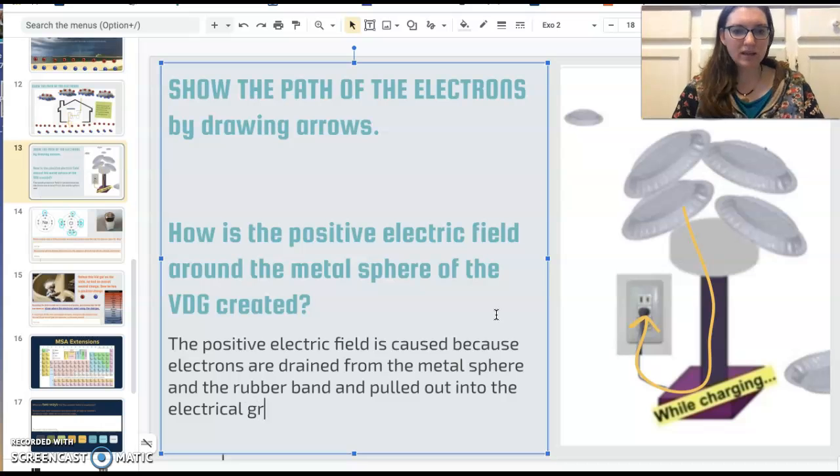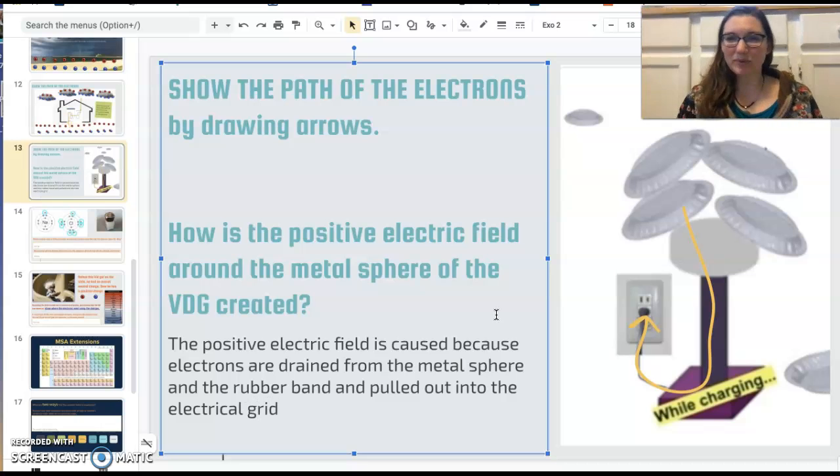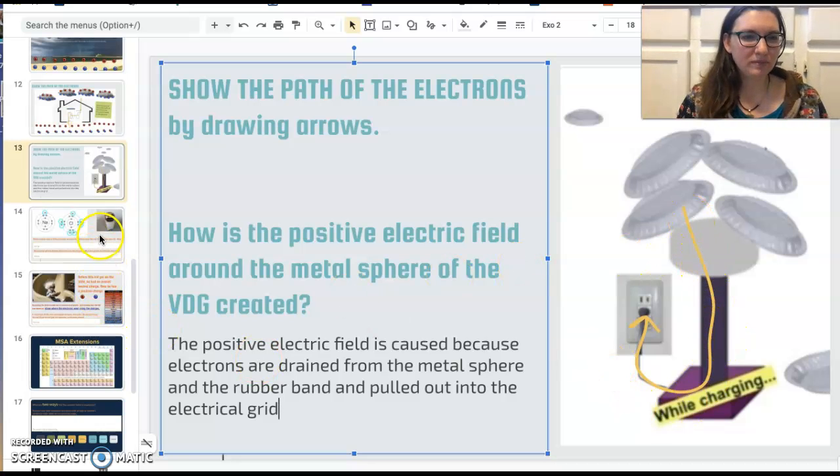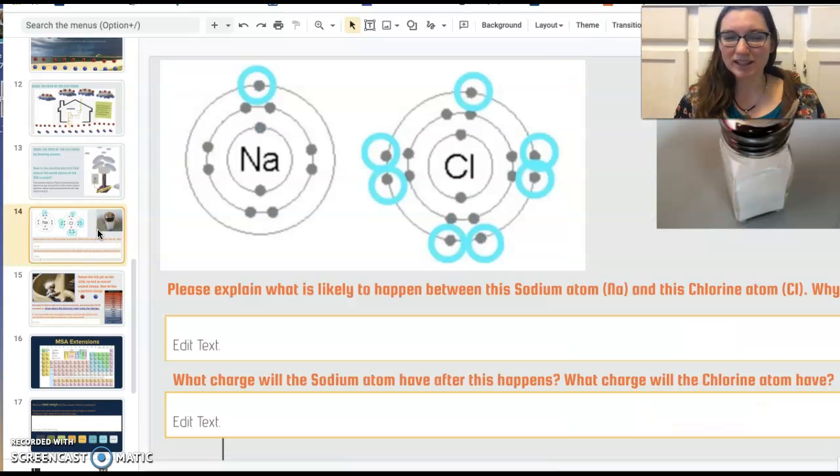So really it's the same kind of phenomenon that's happening with the lightning, right? There's this pull of electrons from one place to another. Or not necessarily lightning even, but just like with the Franklin spells.